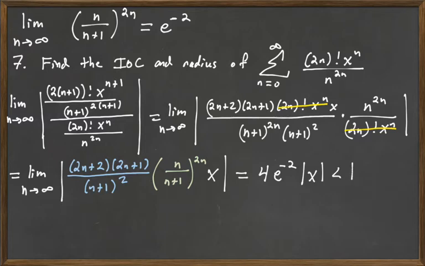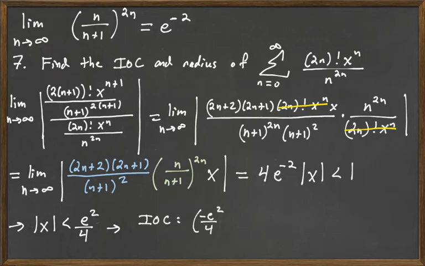We're applying the ratio test, so we want to know when this converges, and that's when the common ratio is less than 1. So that's going to say that the absolute value of x must be less than e squared over 4, which would be telling us that the interval of convergence is negative e squared over 4 to positive e squared over 4. And our radius of convergence is e squared over 4. And it might be a little bit difficult to find the convergence at the endpoints here, so we're not going to find whether it converges or diverges at the endpoints here.